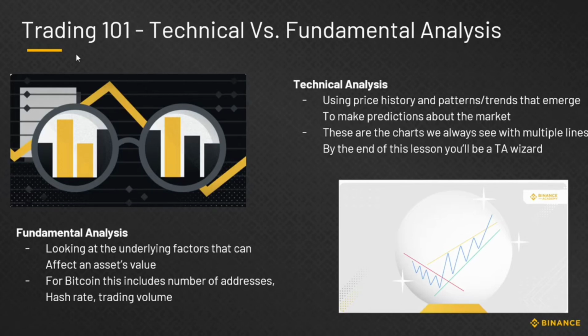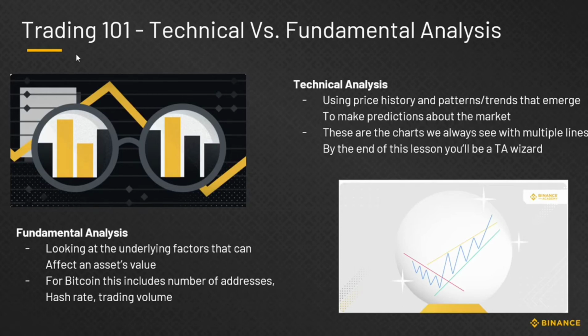Now, how do you decide at what point to buy a particular currency or coin and at what point to sell? That's when analysis comes into play. And there are two types of analysis traders use. We divide them into two groups. They could either be technical analysis or fundamental analysis.